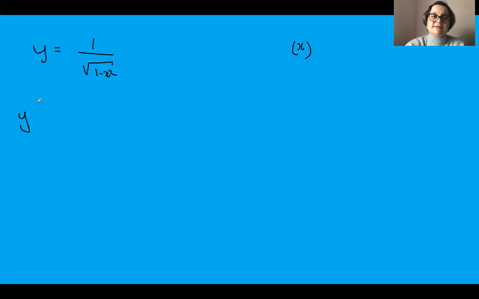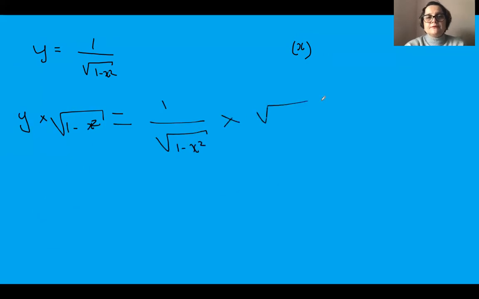So multiply both sides by the square root of 1 minus x to the power of 2 equals 1. Let's rewrite the whole fraction as it is, times the square root of 1 minus x to the power of 2. Can you see now? We can cross both of them out, we cancel them out, and then the next step is going to look like this: y times the square root of 1 minus x to the power of 2 equals 1.